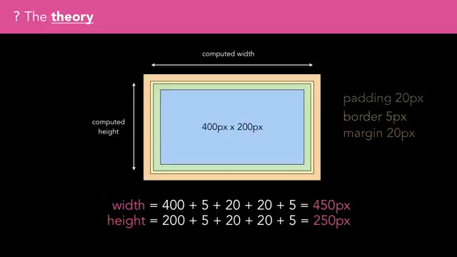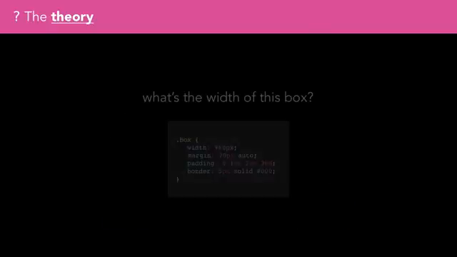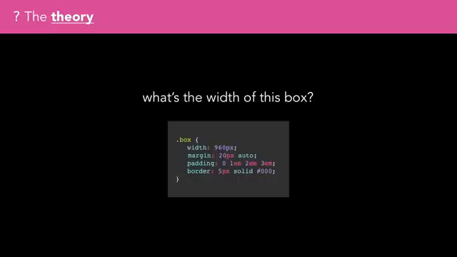This is a trivial calculation with nice round numbers, but it can get much more complex when dealing with multiple units and different values on each side. How wide is this box, for example? Sorry, I'm lazy. That requires far too much thinking and takes far too long. Fortunately, there's a simpler way.